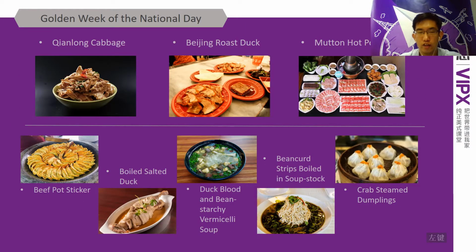The last section for the third part is some delicious food, or representative dishes, of Beijing and Nanjing city. Due to different climates and different tastes of people, the two cities have different representative dishes. The upper part is for Beijing city, such as Qianlong cabbage, Beijing roast duck, and mutton hot pot, which are representative of Beijing cuisine. There is a legend of Qianlong cabbage. It is called the best and very tasty cabbage in the world.